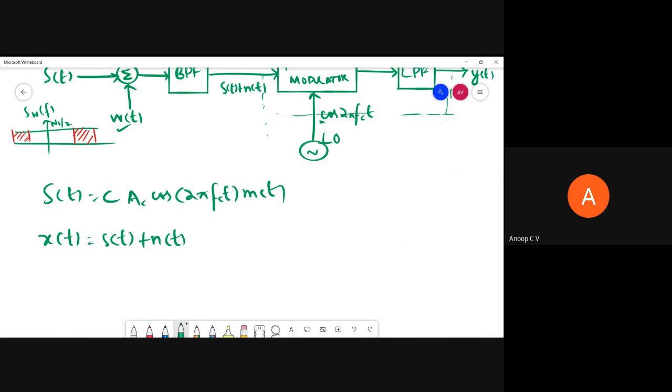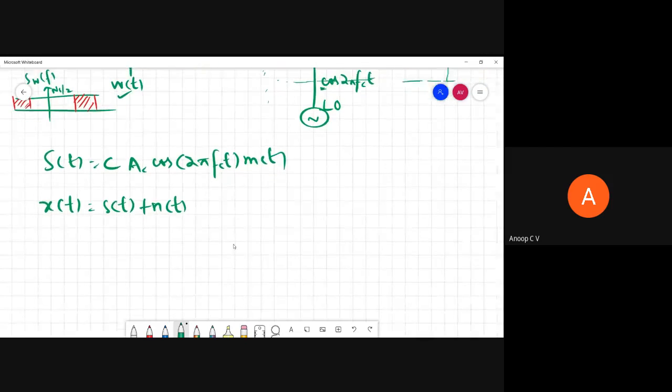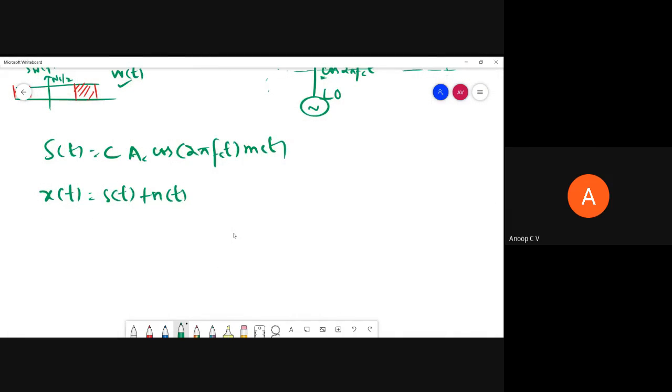You know what happens when a white noise process passes through an ideal band pass filter or low pass filter. We have seen that in the last class. So for convenience, this n of t will be a band pass signal.